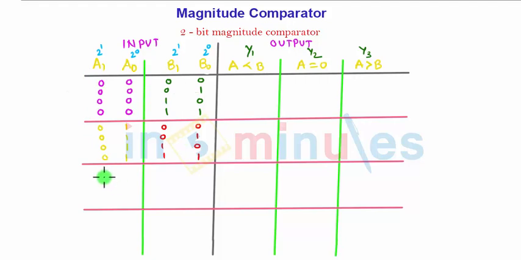A is 2 here, so this will take the value 1 0, that is the magnitude 2, and B can again take the 4 values. Hence the input side is complete, and I think you got a complete idea of how you are going to compare the magnitude of 2-bit number A and 2-bit number B. So there are 16 combinations. Okay, so we'll start one by one.